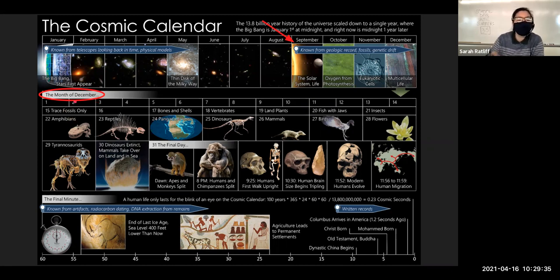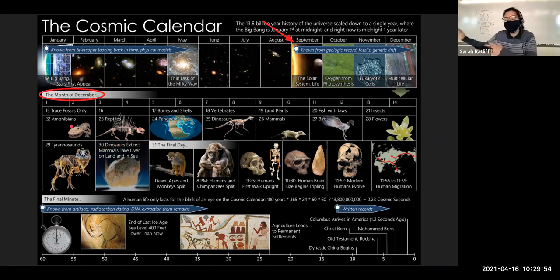So on the 15th, we're starting to see the first fossils in our fossil record. We're seeing some bones and shells, vertebrates are coming around, plants, fish with jaws, so that can actually move their mouths open. It's not like a sucker fish or a filter feeder, actually being able to open its mouth. Insects are coming around by the 21st.